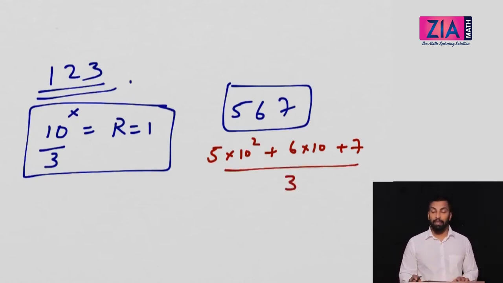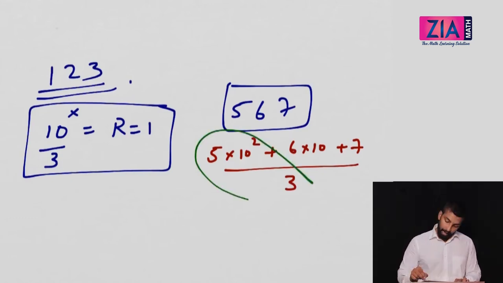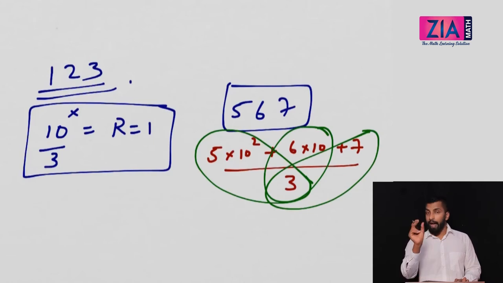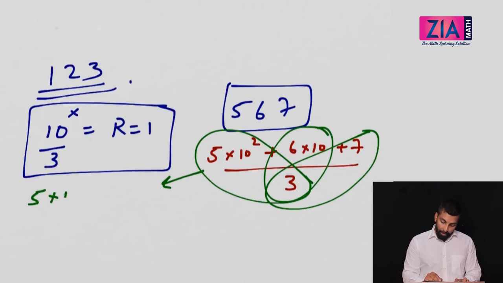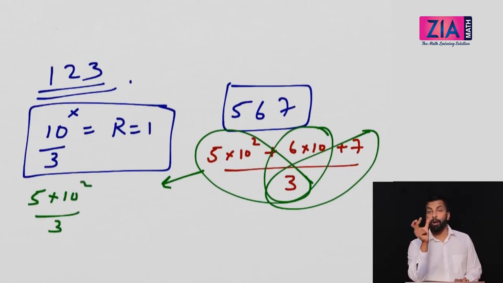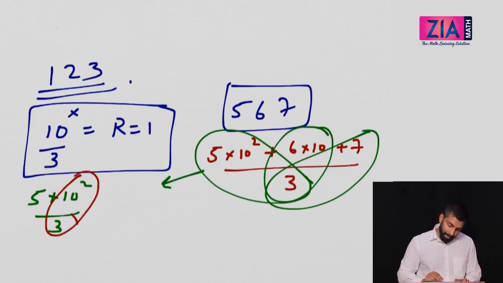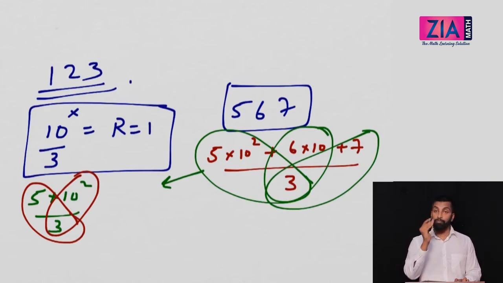Now divided by 3 means I can divide individual terms like this and like this, right? And see the individual remainders. Let me take the first one: 5 into 10 square by 3. This is written as product of 2. Here also I need to use the basic remainder theorem. If I divide 5 by 3, I get remainder 2. And if I divide 10 square by 3, I get remainder 1. So the remainder is 2. Even if I just write this 5 alone, I get remainder 2 because 5 is greater than 3. So I need to divide it with 3, remainder 2.